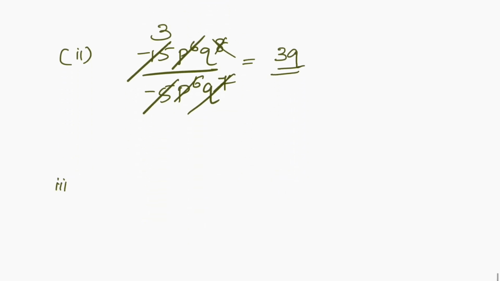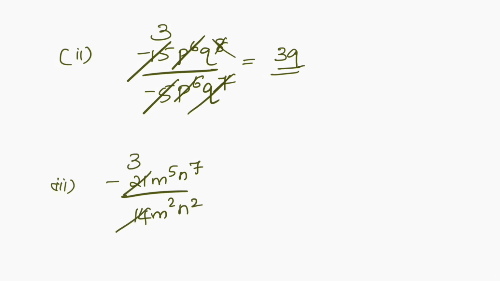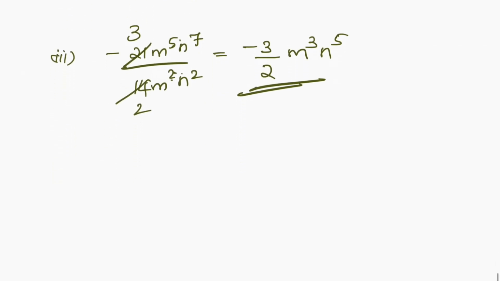Third sub question, we have minus 21m to the power of 5 n to the power of 7 by 14m square n square. 7 goes 3 times, 7 goes 2 times. So minus 3 by 2. M to the power of 5 and 2: m to the power of 5 minus 2 is 3. N to the power of 7 and 2: n to the power of 7 minus 2 is 5. So your answer is minus 3 by 2 m to the power of 3 n to the power of 5.